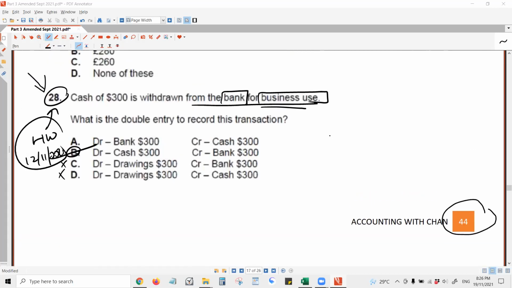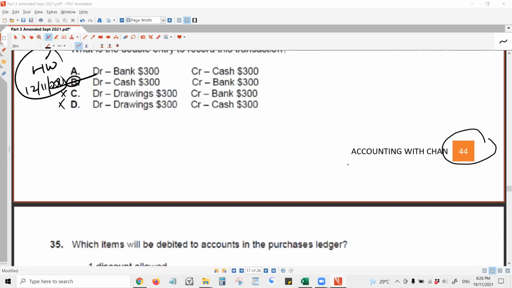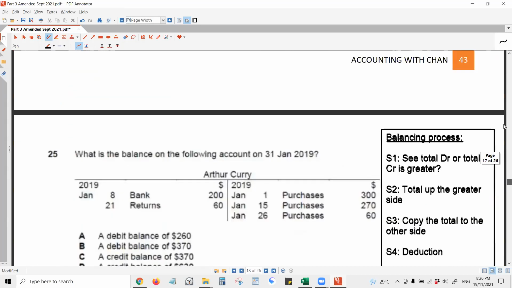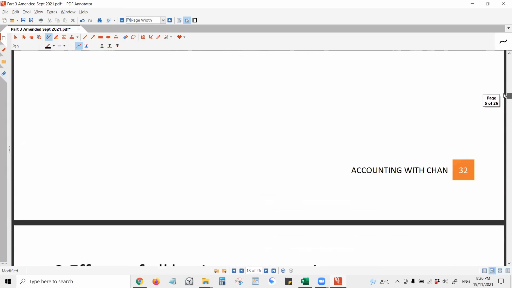So yeah, this is a common mistake made by students. Some students would choose C or D. They thought it's drawing. Okay, now no more for homework. Get back to the notes. We learn a few more transactions.